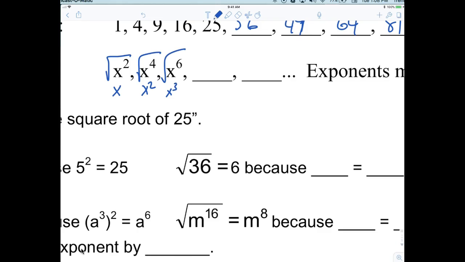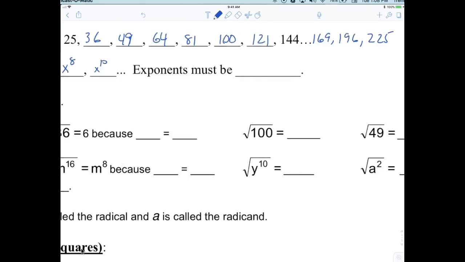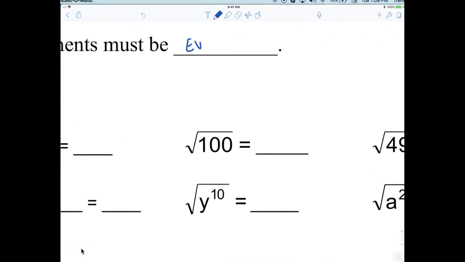So what do you think the pattern is when you want to take the square root of a variable? I'm going from 6 to 3, 4 to 2, and 2 to 1. What am I doing? Subtract half, or just tell me I'm just dividing by 2. That's all we're doing is dividing by 2. So if we continue the pattern, the next one would be x to the 8th and then x to the 10th. So exponents, in order for them to be a perfect square, the exponents must be even.